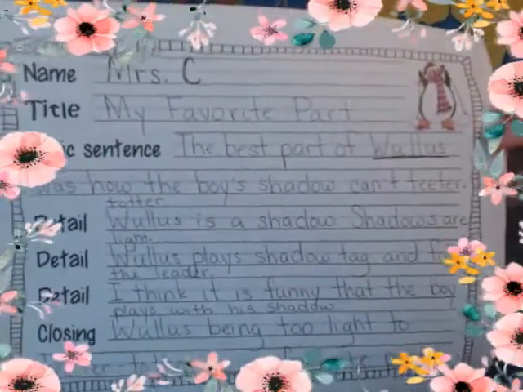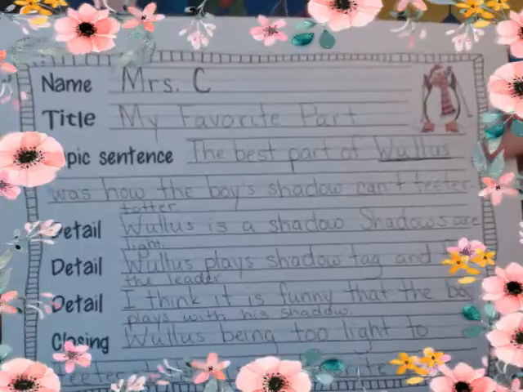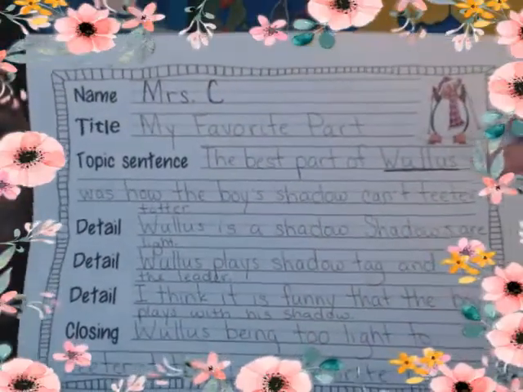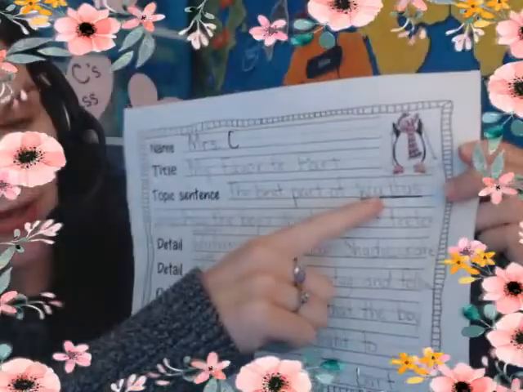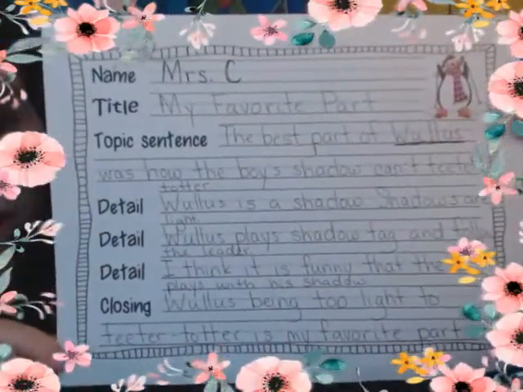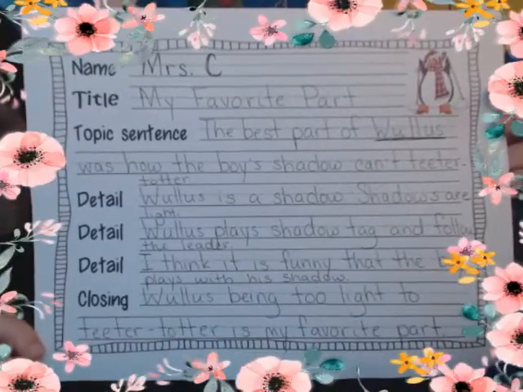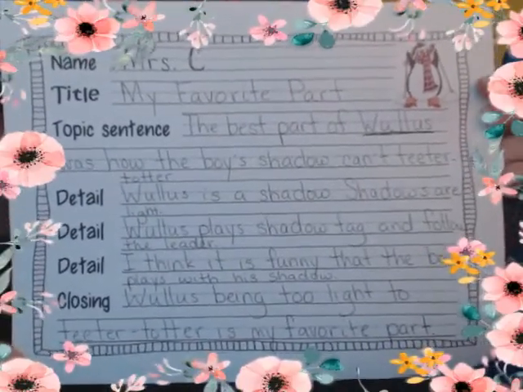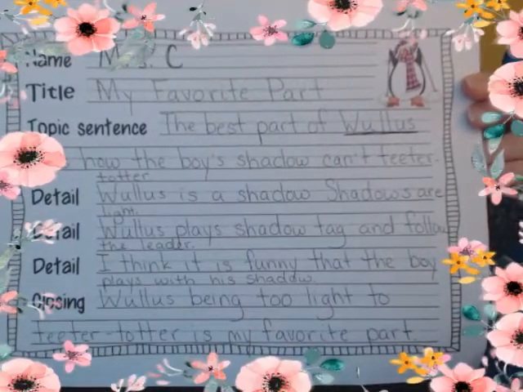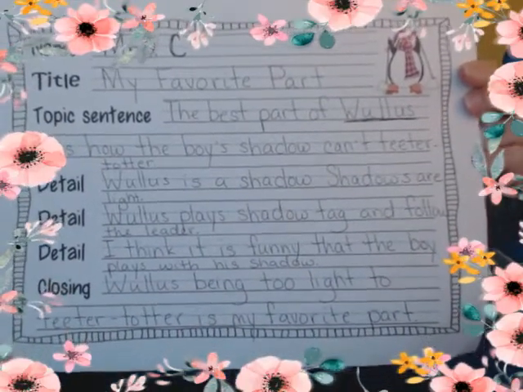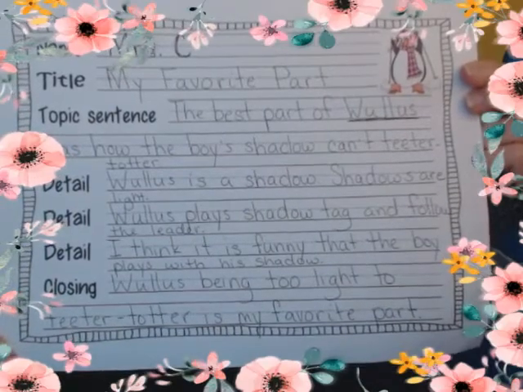So let's read the full final draft. Remember, you want to practice reading it to yourself before you present it to your parent or caretaker. I've got my name, Mrs. C, and my title, My Favorite Part. I've also got Wallace underlined. The best part of Wallace was how the boy's shadow can't teeter-totter. Wallace is a shadow. Shadows are light. Wallace plays shadow tag and follow the leader. I think it is funny that the boy plays with his shadow. Wallace being too light to teeter-totter is my favorite part. So I've got details from the story that help my reader understand what I'm talking about, who Wallace is, and why I think him not being able to teeter-totter is the funniest part.